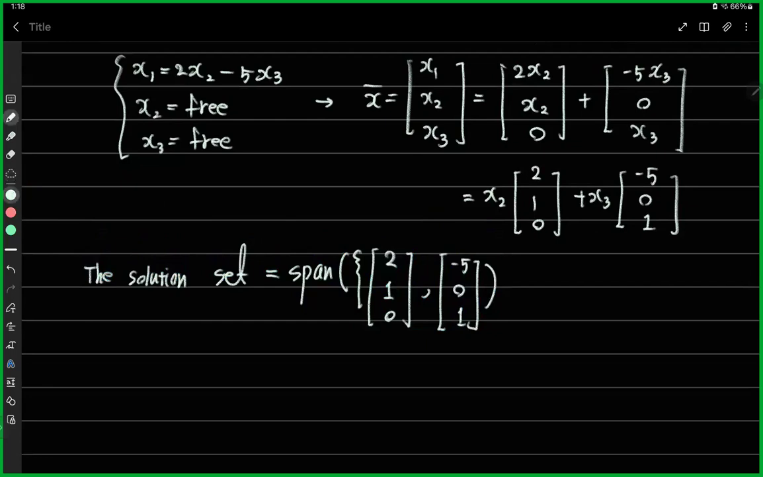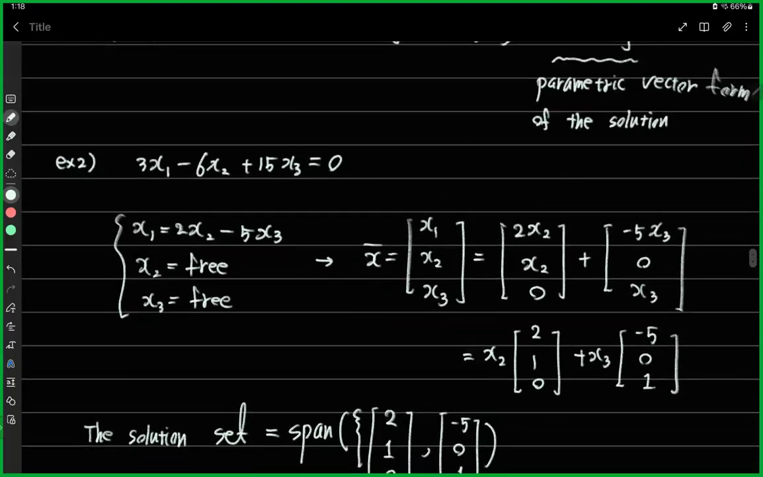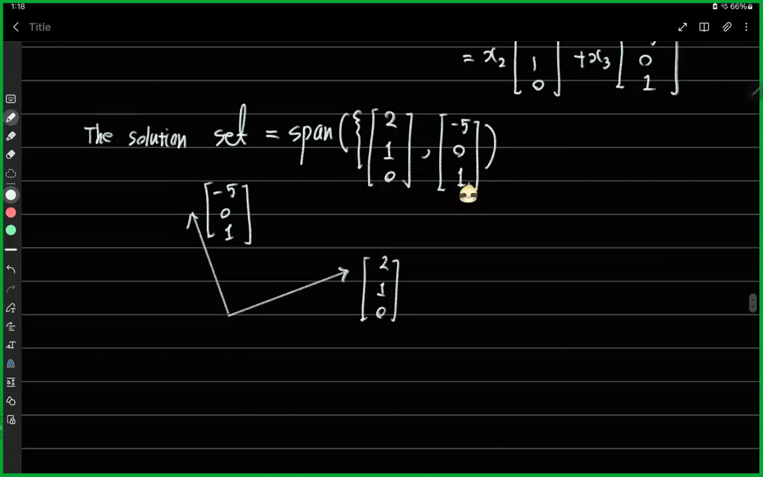In geometry, (2, 1, 0) is maybe like this. Let's say this is (2, 1, 0). View this one as a vector, (2, 1, 0), and then maybe this is the (negative 5, 0, 1), right? So the linear combination of the two vectors will generate the solutions of this equation. That's a geometric interpretation of this one. Okay.